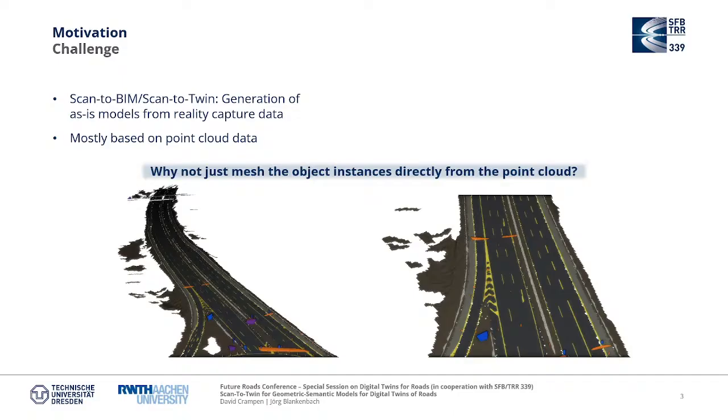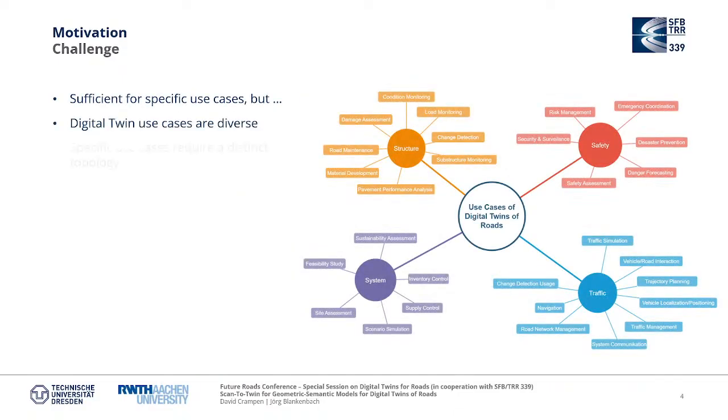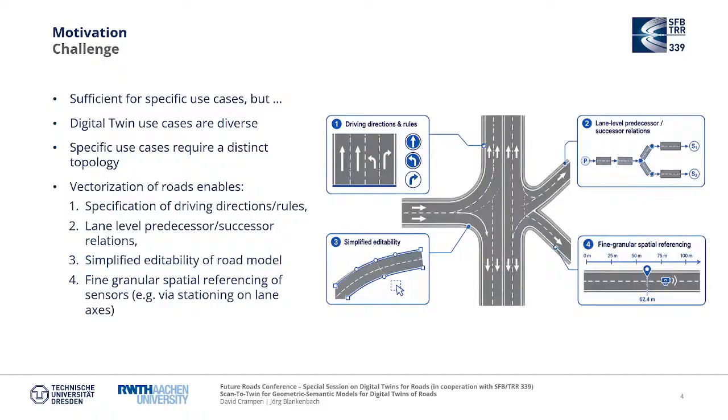And that's a valid question because there are certainly use cases where such a mesh model, so only having instance mesh of road markings, the road surface, particular road signs, might already be sufficient. But, well, the domain of digital twins for roads is actually quite wide, and we have a lot of different domains. In particular, for traffic-related use cases, meshes are not going to be sufficient, which is why we in this work have dealt with ways to vectorize the road space.